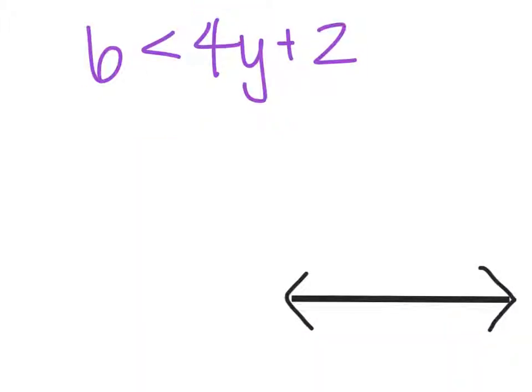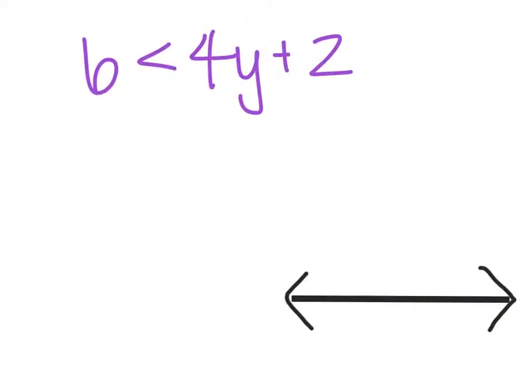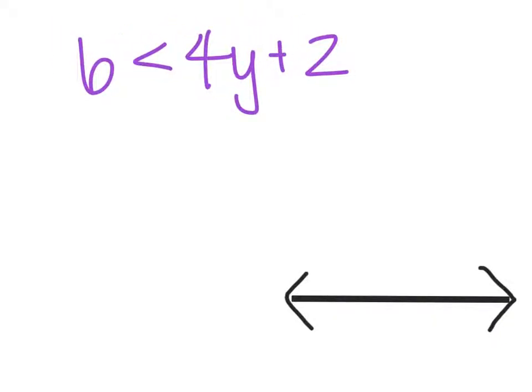All right, so we have 6 is less than 4y plus 2. So I'm going to solve this. I'm going to draw my line down the middle. My y's are already on the right, so I'm going to go ahead and label the right side there as my y's. And everything else is going to go on the left this time.